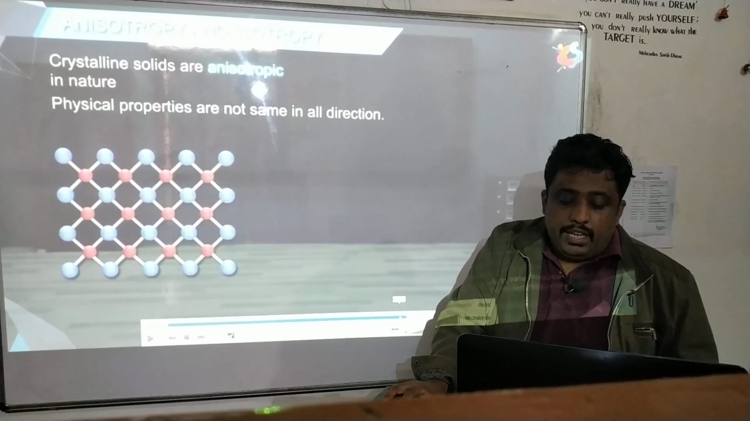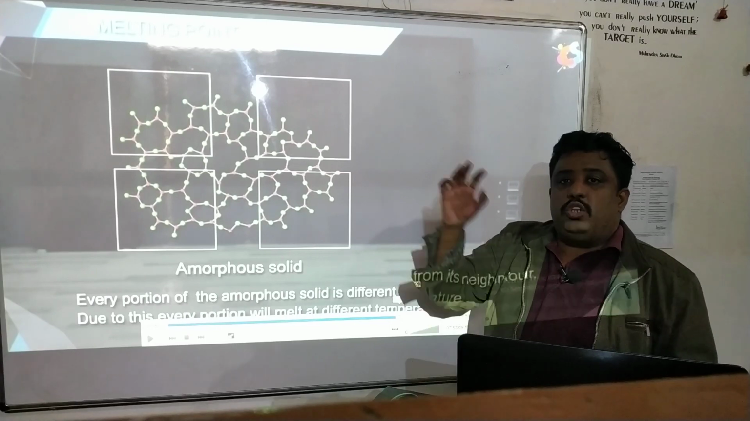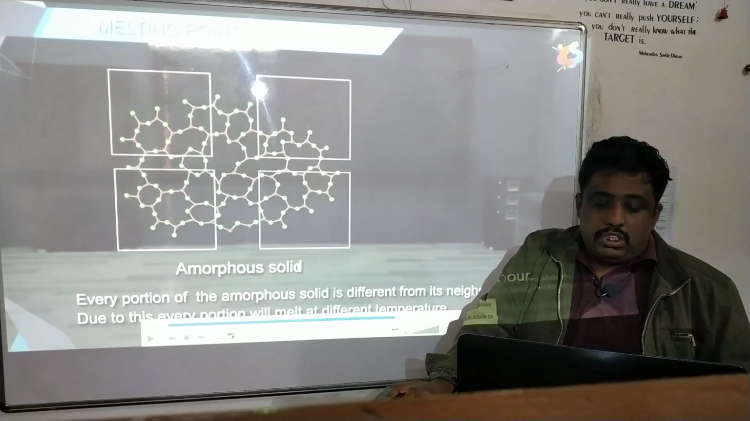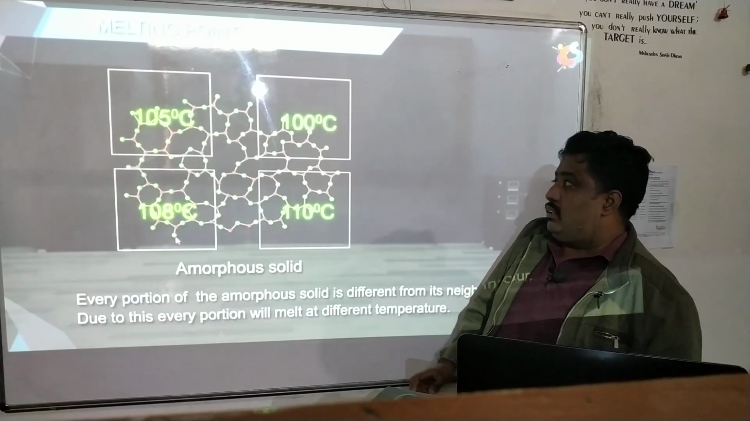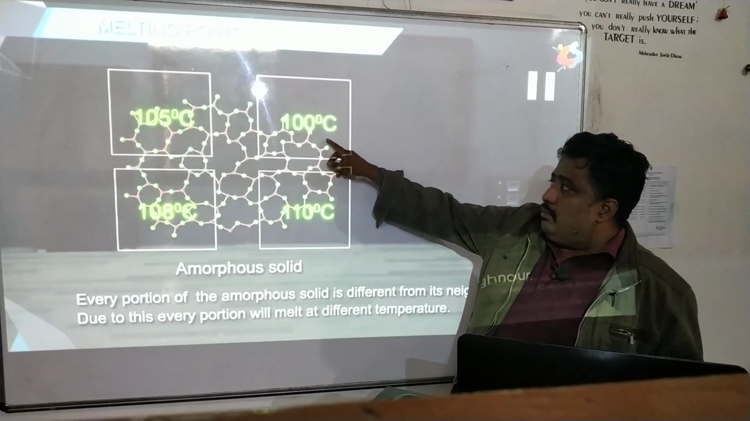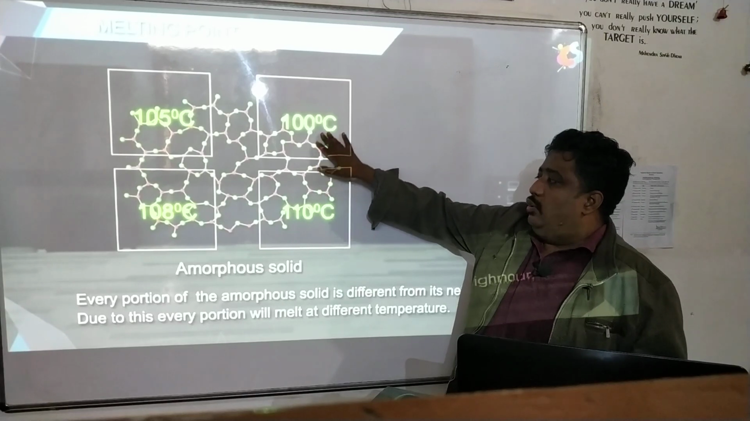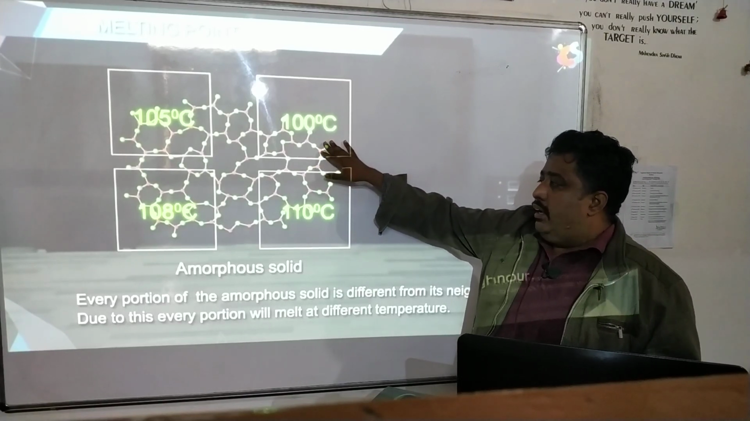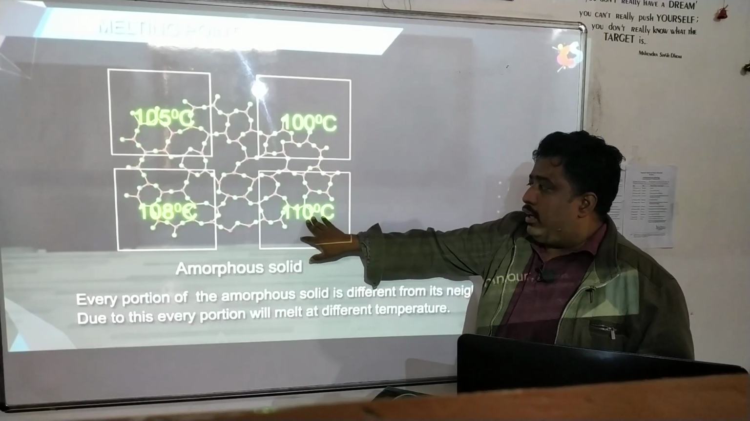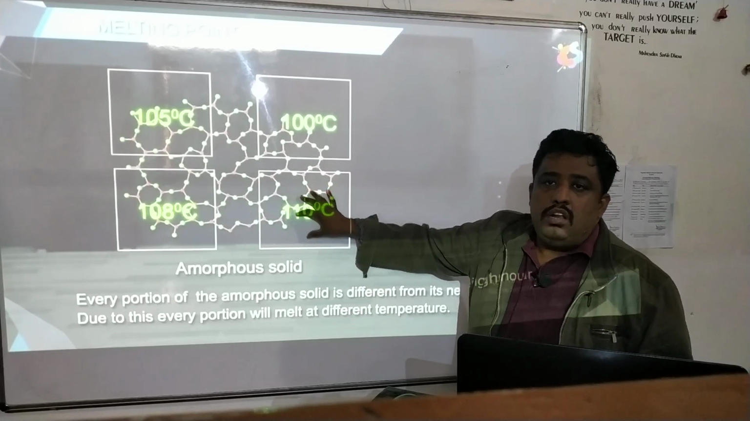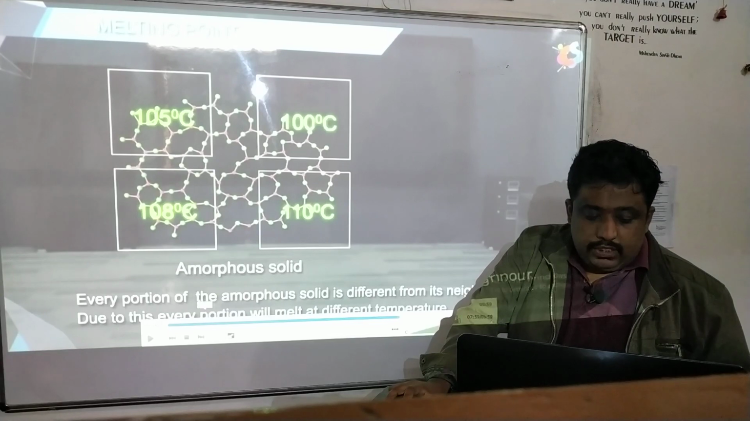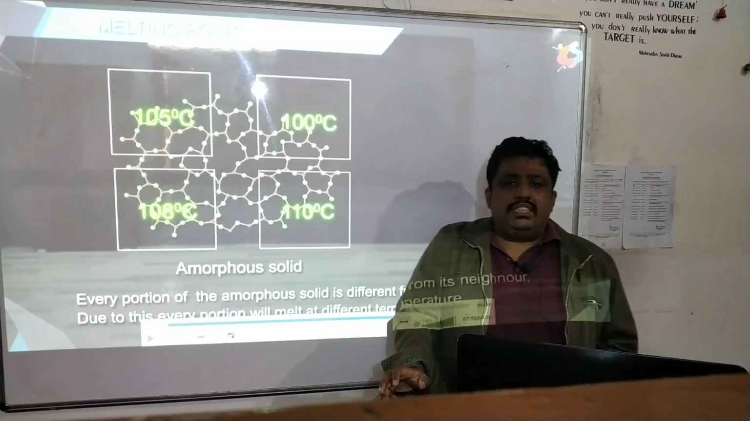Because of that, they have a range of melting points. In some portions the melting point is high, whereas in some portions it is less. The melting point is less where the arrangement is not so orderly, and more where it is more systematic and densely populated with molecules. So you can understand it this way. A few more differences are there.